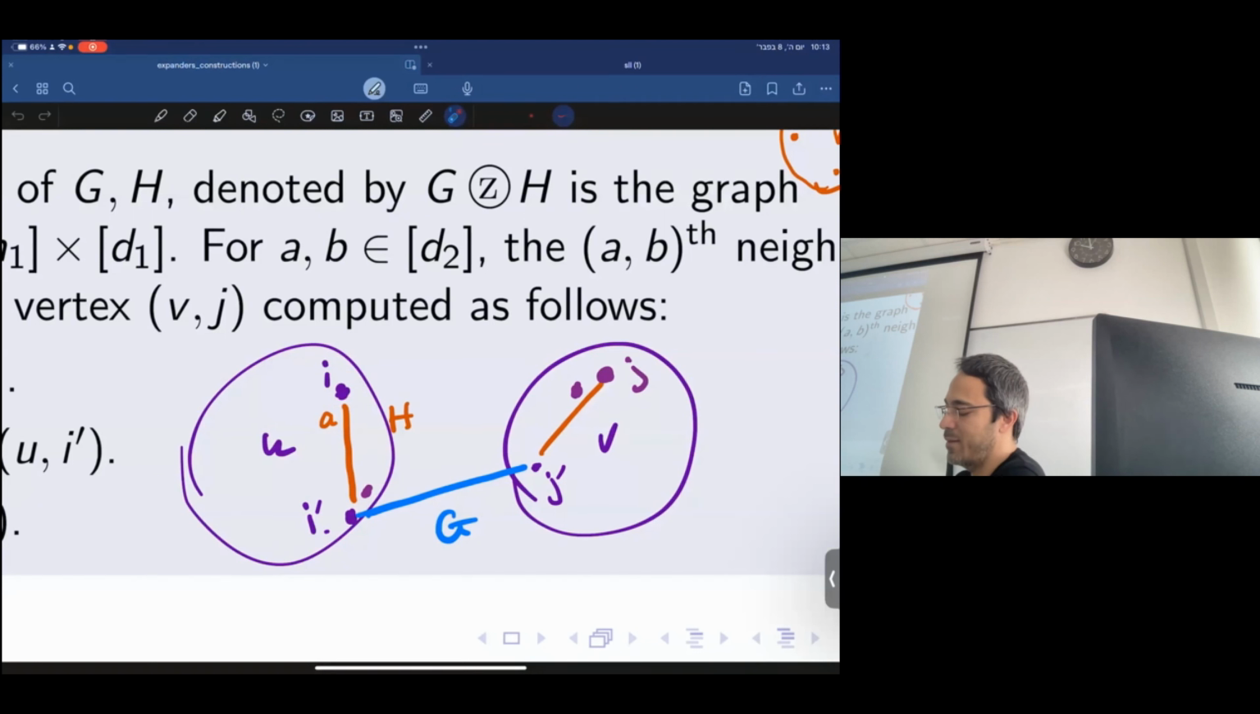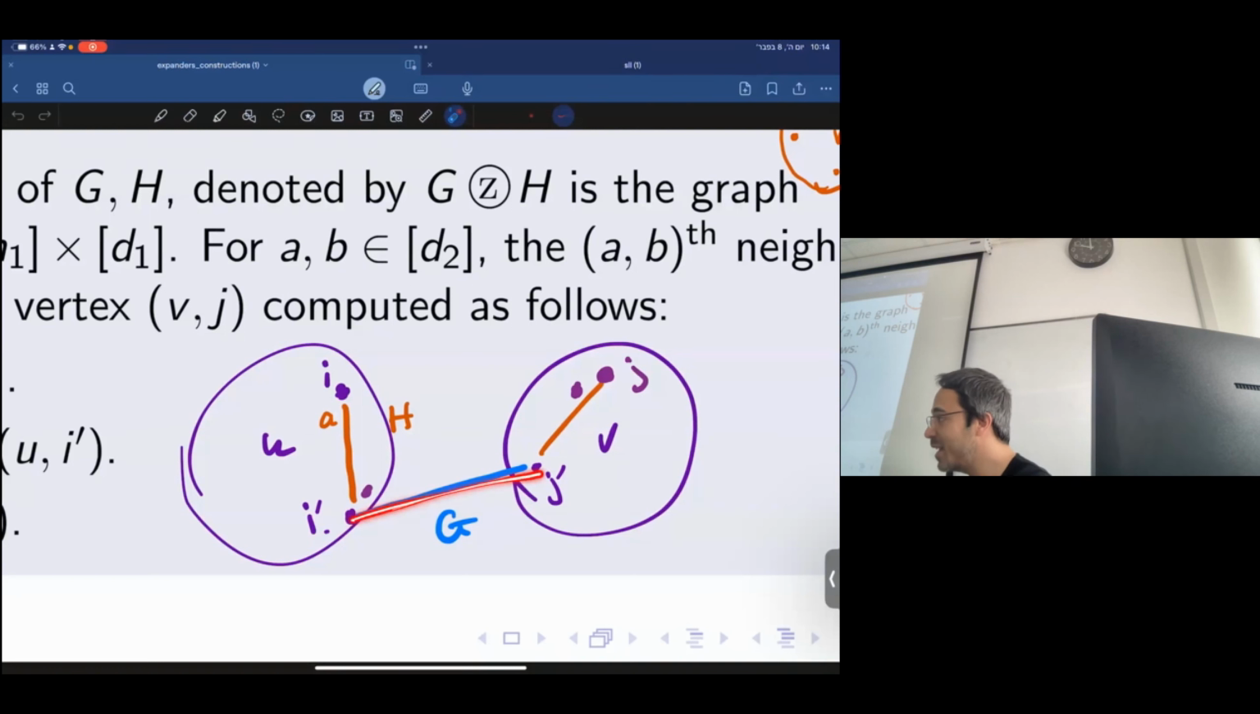And the way vertices like that were connected is as follows. You're given two elements from the degree of the graph H. So if H has degree D1, you get a tuple of D1 elements, A and B. And what you do is, you start at some vertex, ignoring the fact that you are at cloud U, you're just going to look at I as a vertex of H. You're going to take a step in H according to the first label that you got. You're going somewhere within the cloud to some other neighborhood.